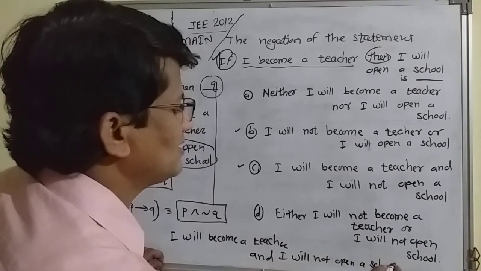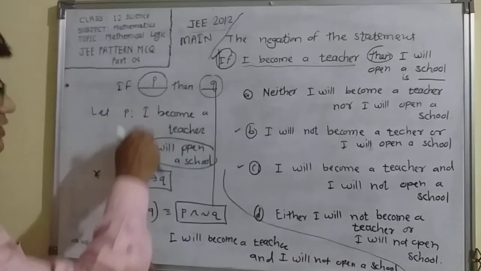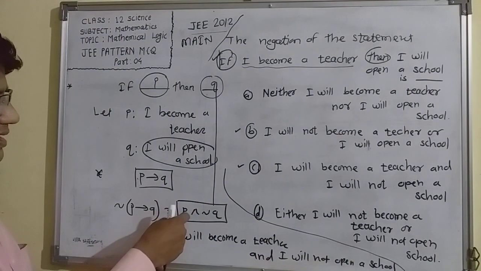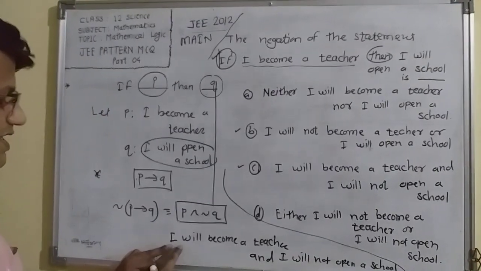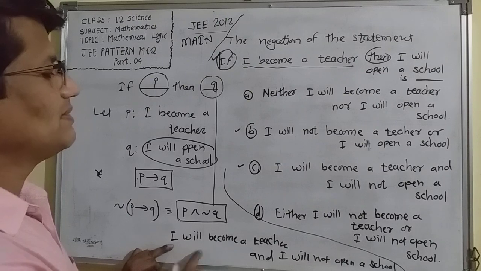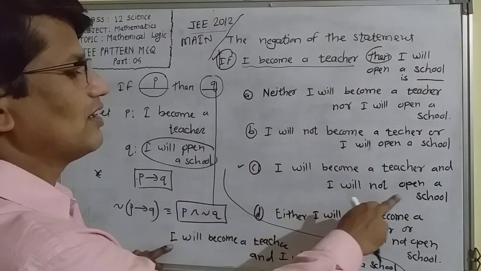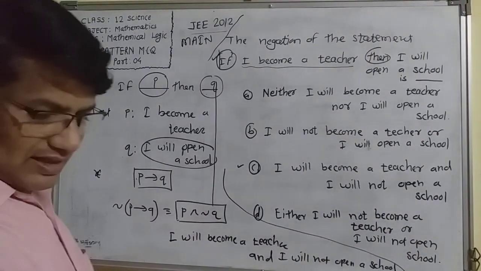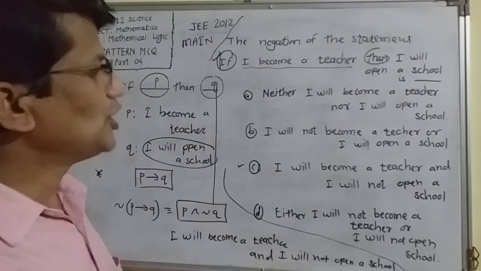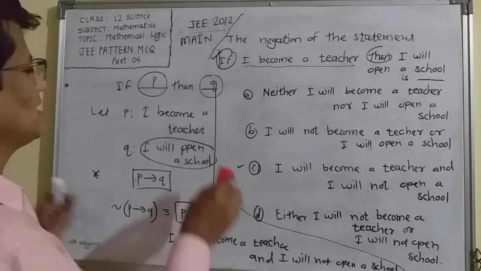Very easy, one example. This example is totally based on our rule. And see, where is the option? I will become... yes, it is in C. I will become a teacher and I will not open a school. Thus we finished our option. Now let us start the next example, which is also more important.